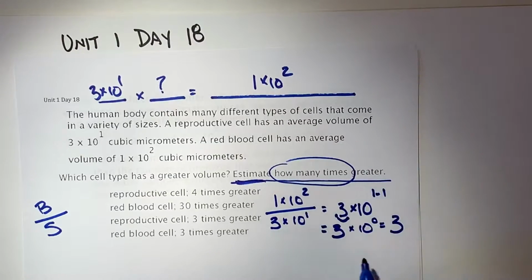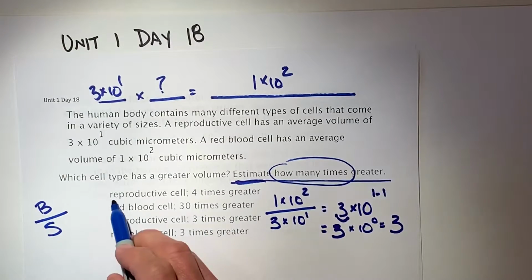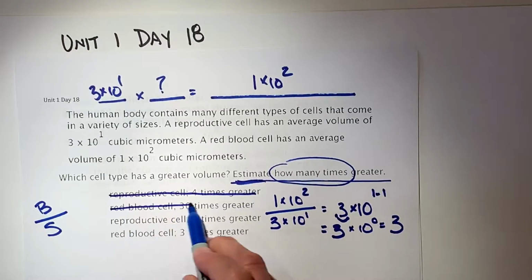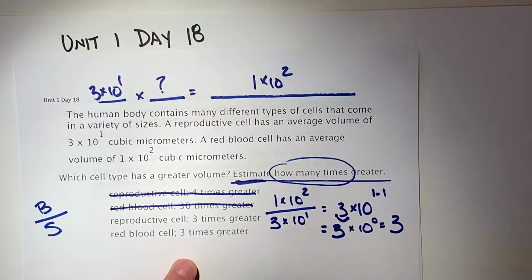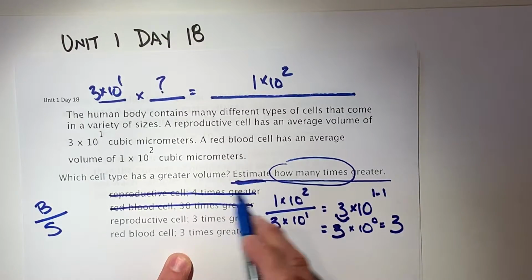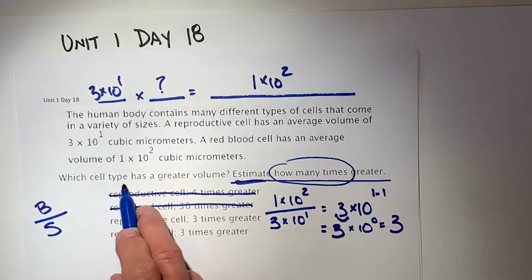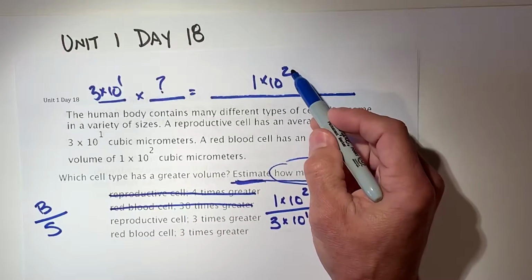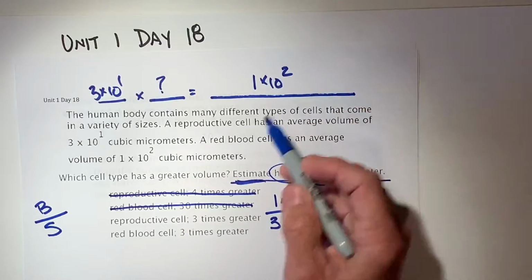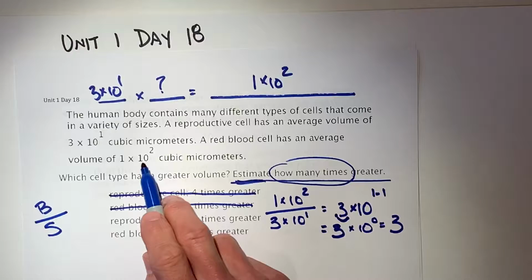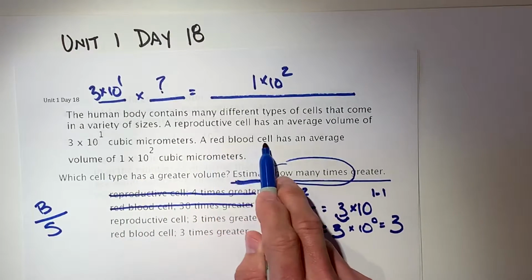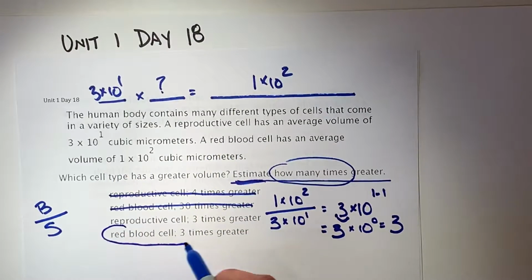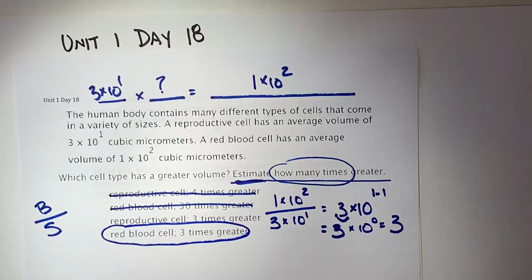It is. So now I know how many times greater? It's 3 times greater. And there's only 2 choices. So it's not the first option. It can't be the second option. And now it only matters, estimate how many times greater. I suppose we have to answer which cell type has the greater volume. The greater volume had the greater exponent. The greater exponent went along with a red blood cell. So red blood cell, 3 times greater is our correct answer.